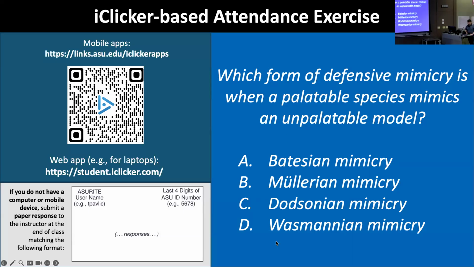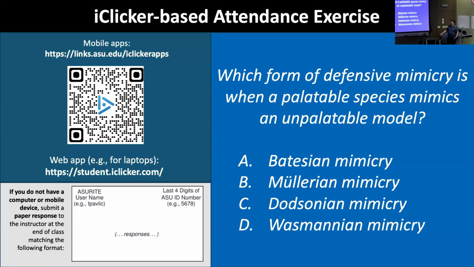Now that we've talked about the two types of mimicry that I want to make sure that you remember coming out of this class, so multiple choice. Which form of defensive mimicry is when a palatable species, a species that has no other defenses, mimics an unpalatable model where the unpalatable species has significant defenses that would make it unlikely to be eaten otherwise? So when does palatable mimic unpalatable? Is that A, Batesian, B, Mullerian, C, Dobsonian, or D, Wasmanian mimicry?